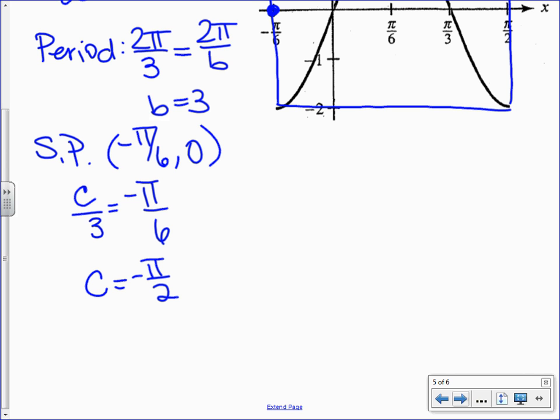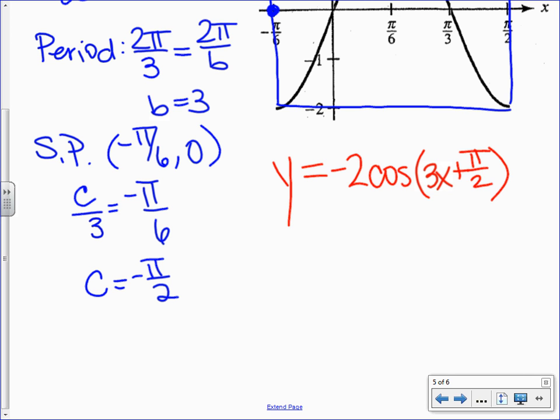So our equation would be, a was -2. -2 cosine of bx minus c. So this is 3x plus pi over 2. Because we want that shift to go to the left, so that needs to be 3x plus pi over 2. Don't forget to make your c opposite when you put it back in your equation.